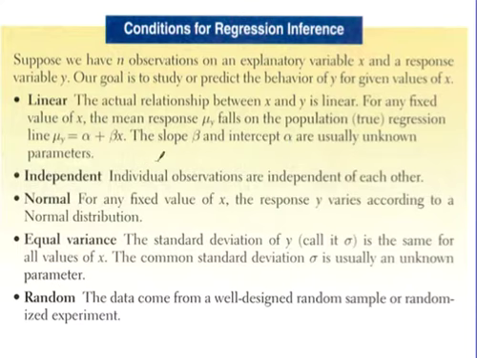The second is independent: individual observations are independent of each other, so one does not affect the other. Normal: for any fixed value of x, the response y varies according to a normal distribution. Equal variance: the standard deviation of y, call it sigma, is the same for all values of x. The common standard deviation sigma is usually an unknown parameter. And random: the data come from a well-designed random sample or randomized experiment.